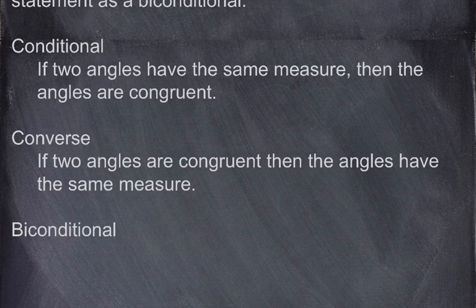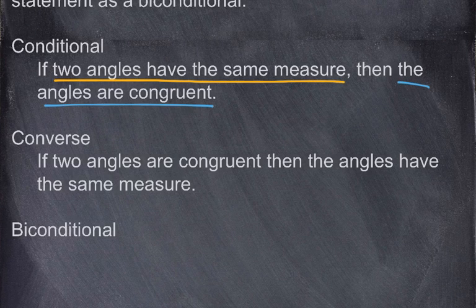Again, notice we switch. Here's the hypothesis: two angles have the same measure. And the conclusion was the angles are congruent. So on the converse, we flip those around. Two angles are congruent. Therefore, the angles have the same measure. And please remember, when you write the converse, you have to make it logically sound as well. So you might have to tweak the wordings a little bit.